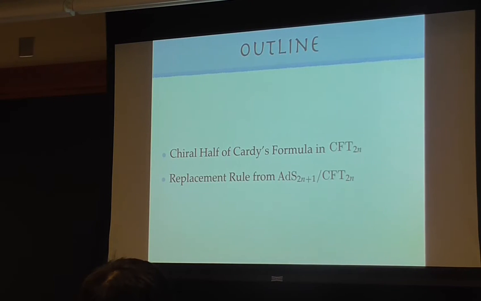The outline of this talk comprises two parts. The first part involves reviewing what is called the chiral half of the Cardy formula in higher dimensional CFT. I'm going to explain most of this in the next few slides. This is work people have done in the past few years, understanding finite temperature anomalies and how they manifest themselves in hydrodynamics. The second part is what we do, and what I was concerned about.